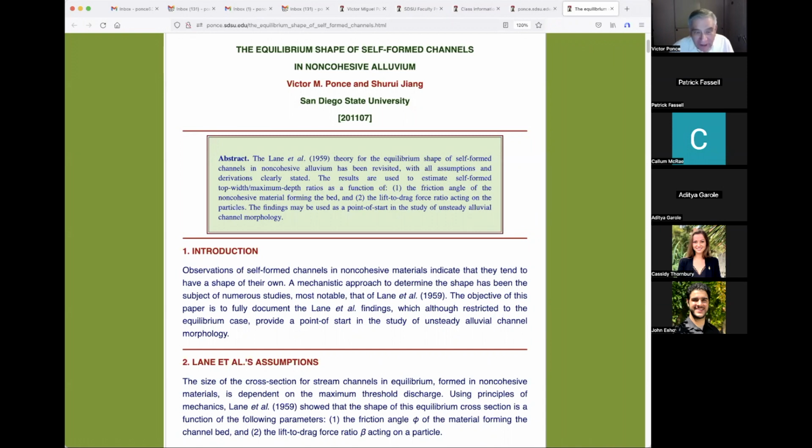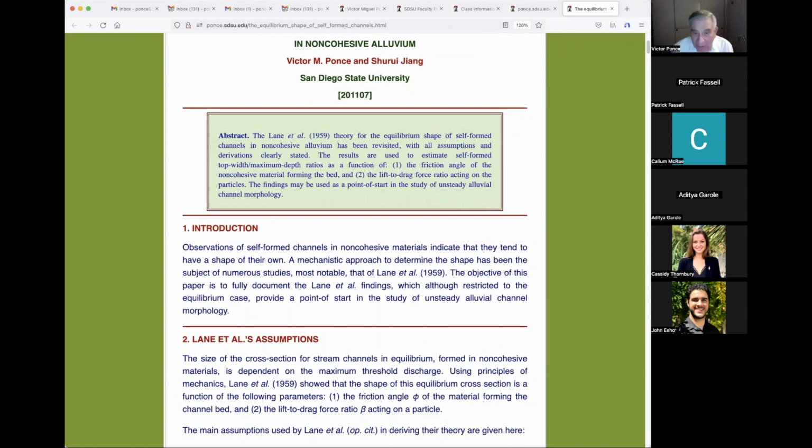So that's what we do, and that's what we did in here. This is a mechanistic approach. Forces, drag, lift, that's mechanics. To determine the shape has been subject to numerous studies. Most notable is that of Lane et al. The objective of this paper is to fully document the Lane findings, which, although restricted to the equilibrium case, provide a point of start in the study of unsteady alluvial channel morphology.